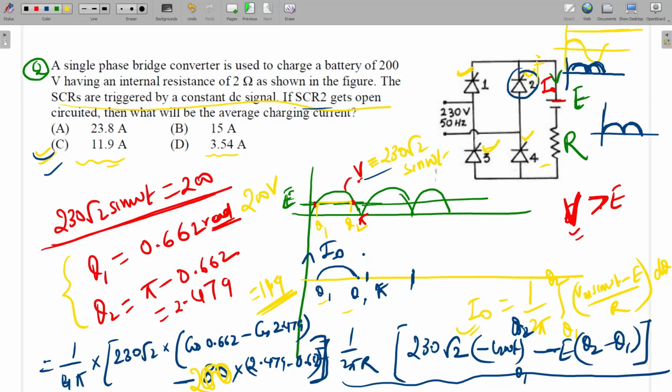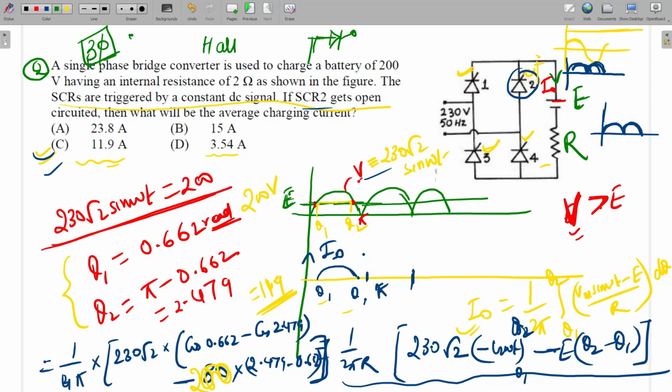Okay. So this was the last question. See, for single phase I have almost taken all the previous year questions. Full bridge I have taken. So half bridge converters are remaining. Half bridge means only a single thyristor will be there. This type of question, maybe I am planning to start three phase from next class.